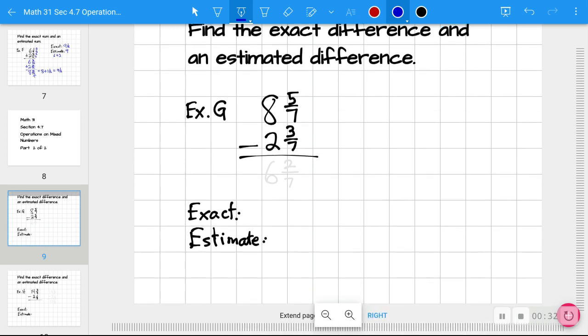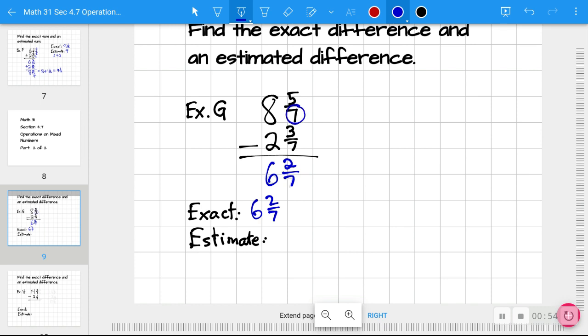Okay. In this case, you start on the right, 5 sevenths minus 3 sevenths, and what's nice about this is they're both sevenths, so that's going to be 2 sevenths. And then 8 minus 2 is 6, so the exact answer is 6 and 2 sevenths. Now, we're kind of going backwards here. We should have estimated before we did this.